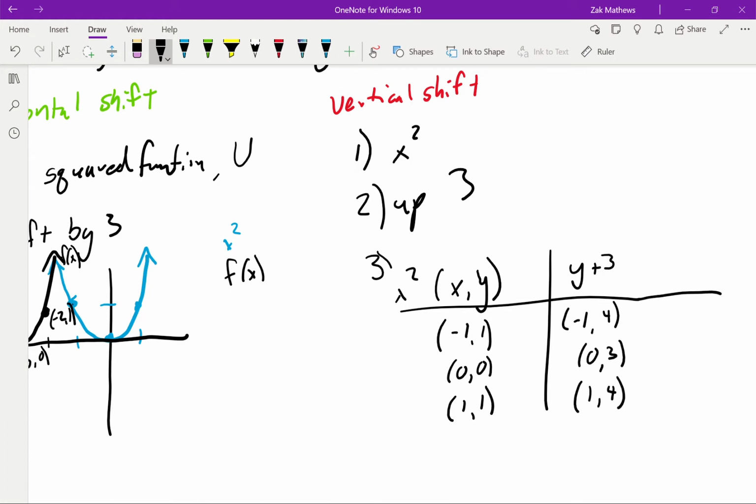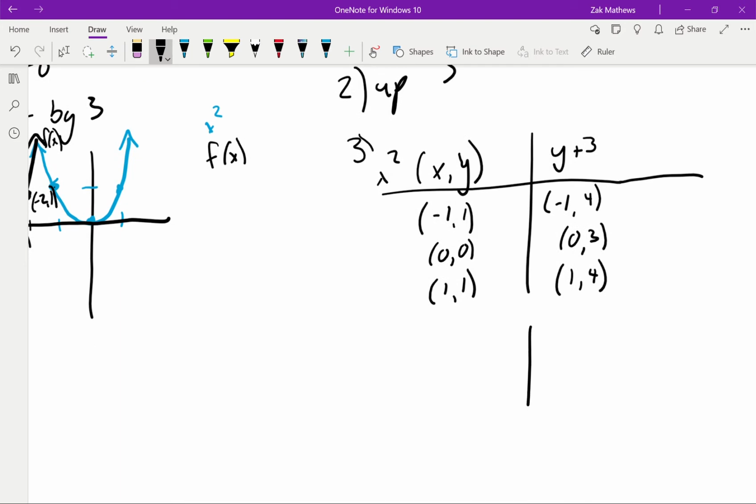And so these are the new points that I need to be plotting. Negative 1, 1, 2, 3, 4, 0, 3, and then 1, 4. I know how the points behave around that. That would be my image.